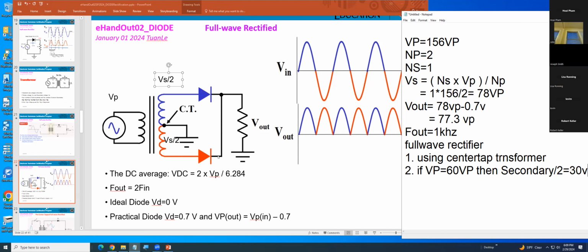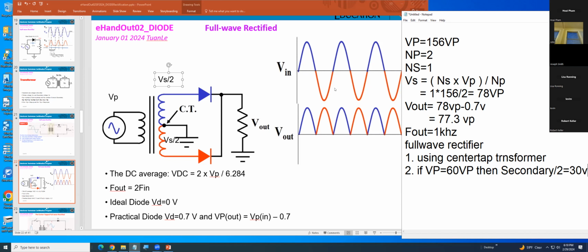So red goes with the red diode, blue goes with the blue diode, and the output will look like this. From here to here, that means the full cycle. And now you can get both. Positive, you get this one. Negative, you get the other one. That's what they call a full wave rectified. That means they rectify positive and also they rectify negative.